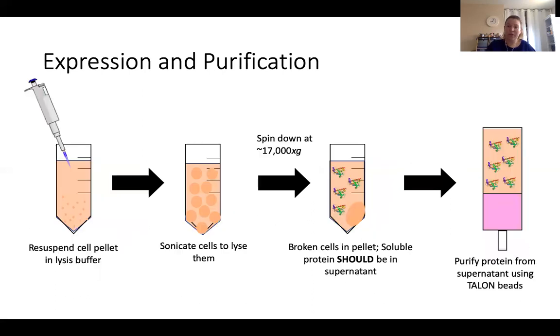When we were ready for purification, we would resuspend the cell pellet in the correct lysis buffer and sonicate them to lyse the cells. So we would break open the cells and extract the protein that we were interested in. Once those cells were broken up, we would spin them down at a high rate of speed, in which the broken cells consist of the pellet and all of our protein of interest is in the supernatant. So the pellet was discarded, the supernatant was saved, and we would purify using Talon beads.